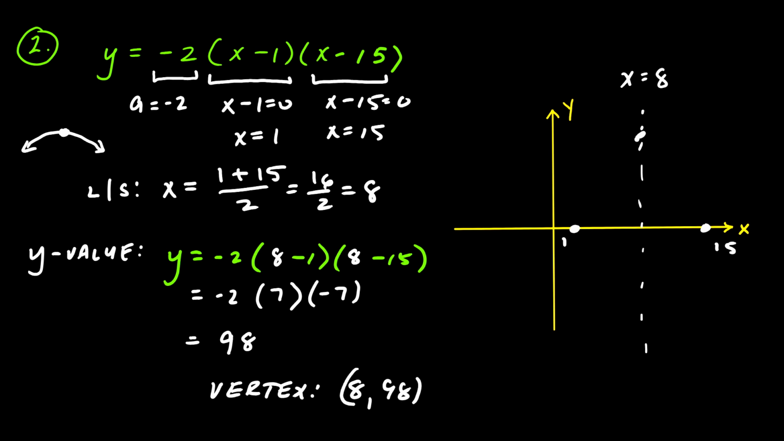And again, we're just going to approximate that y value up here. And if we mark it down 8, 98, we should be fine. And we'll sketch our parabola. And if we needed more values, we can always substitute in and make a table of values, or substitute 0 to get the y-intercept.